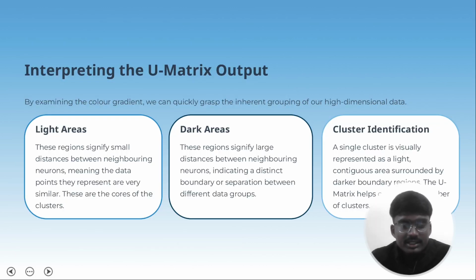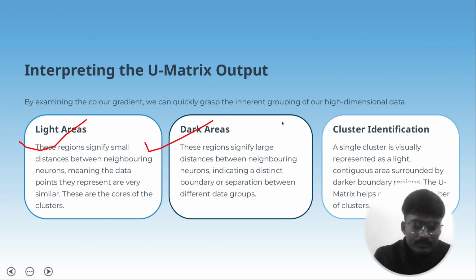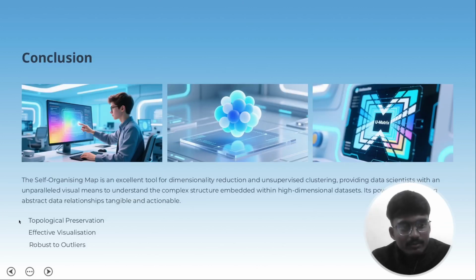The lighter areas signify smaller distances, with the darker areas showing larger distances between the neurons. So self-organizing maps are usually best because they preserve the topology, and they are effective for visualization, as we have seen in the U matrix visualization.